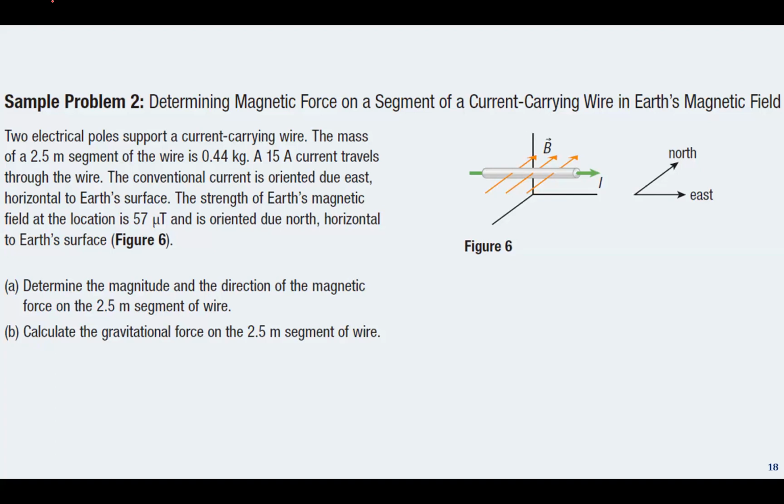So can you determine the magnitude and the direction of the magnetic force on that 2.5 meter segment of wire? Then calculate the gravitational force on the 2.5 meter segment of wire. Okay, again, I'll give you 5 minutes to have a look at this question, and then we'll talk about the solutions together. Okay, you can start now.